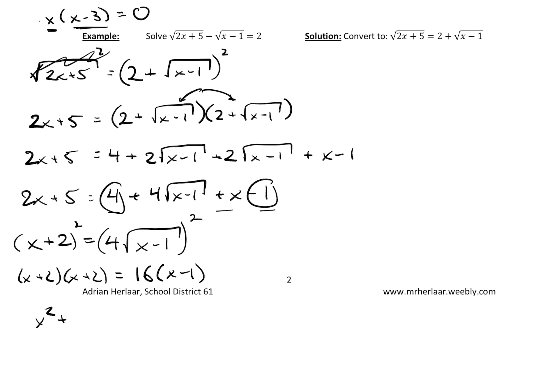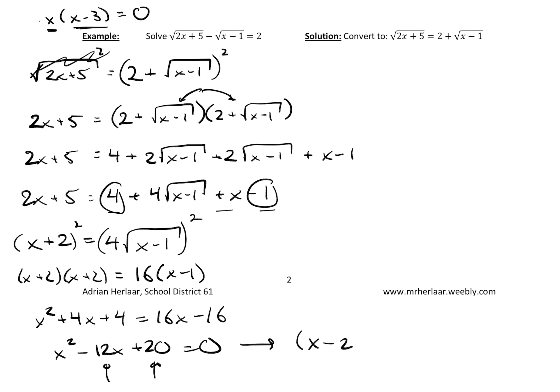So now you get x squared plus 4x plus 4 is equal to 16x minus 16, and we simplify. So x squared, subtract 16 from both sides, is minus 12x plus 20 equals 0. And now, can we factor that? So reverse FOIL, we're looking for two numbers that multiply to 20, add to negative 12, 10 and 2, so you get x minus 2, x minus 10. So we got our answers. X equals 2 and or 10.